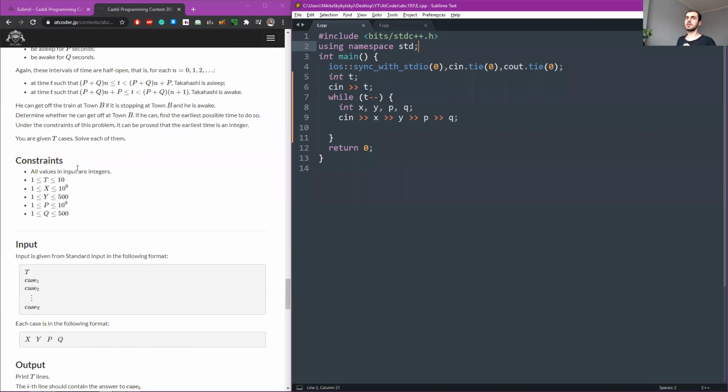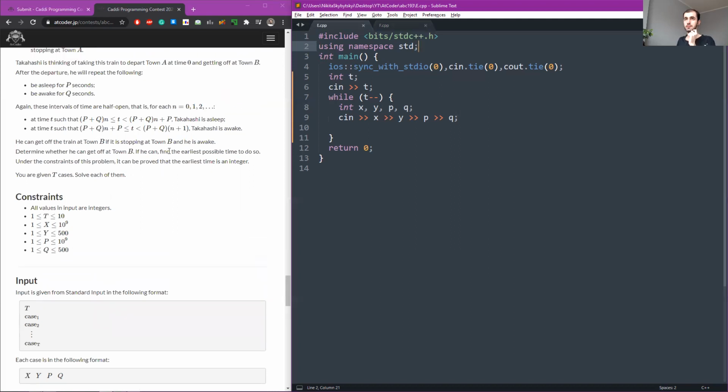Actually, what happens if there are two possibilities really for Takahashi to get out of the train. The first one is when he is at position, the train arrives and he was awake for some Q prime, right? Q prime is from 0 to Q inclusive. Then Y prime is equal to 0.